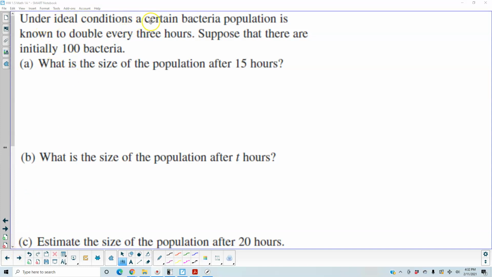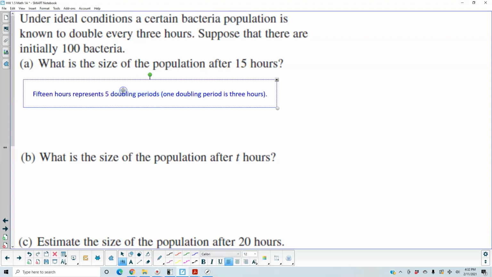Under ideal conditions, a certain bacteria population is known to double every 3 hours. Suppose that there are initially 100 bacteria. What is the size of the population after 15 hours?